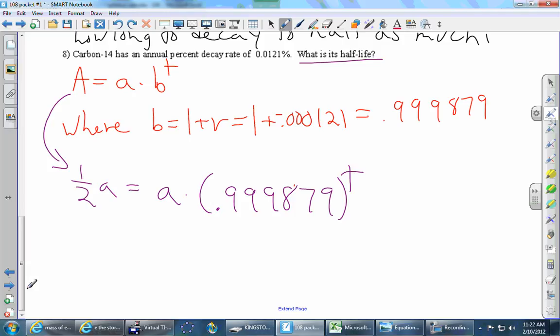Okay, and then we can divide both sides by A. And then how do we solve for t? We got to use logs. Variables up in the power. So let's use ln just for kicks. ln, so then the t comes down, ln of this guy.